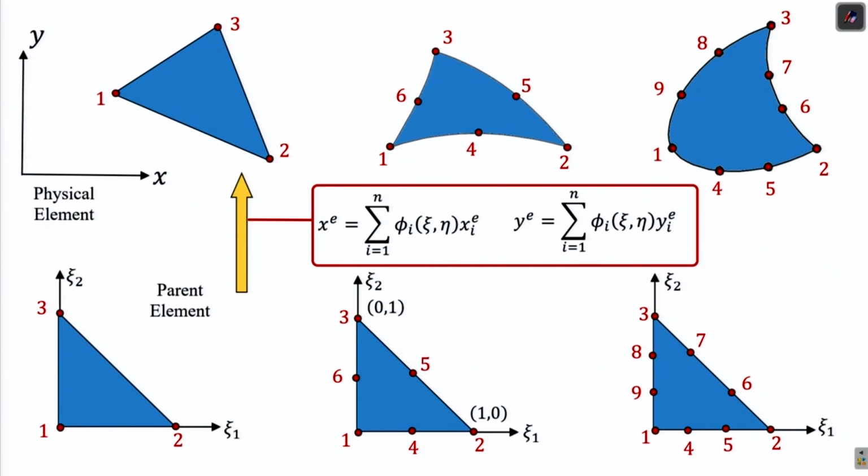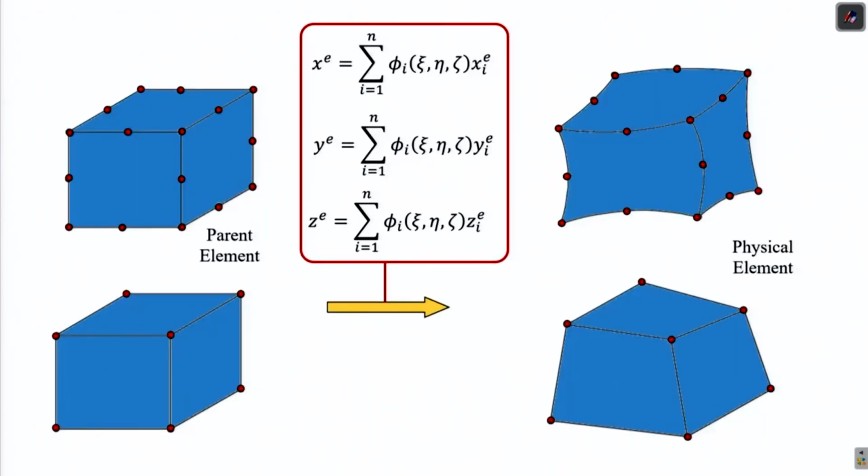So this is how a triangular element in its parent element is mapped with the physical element. Similarly, the same thing can be done in the three-dimensional case as well. Here your natural coordinates will be xi, eta and zeta, and the corresponding physical coordinates will be x, y and z.